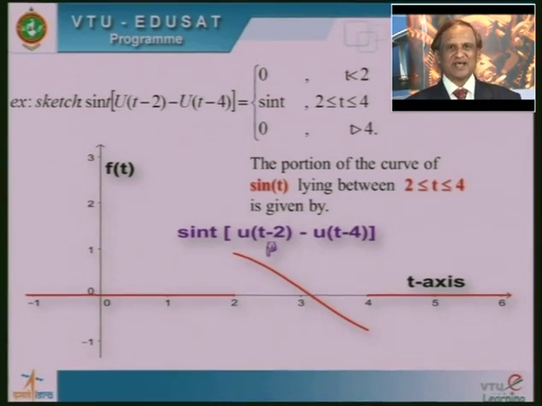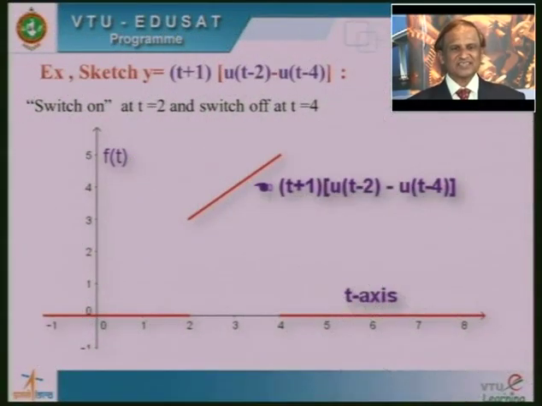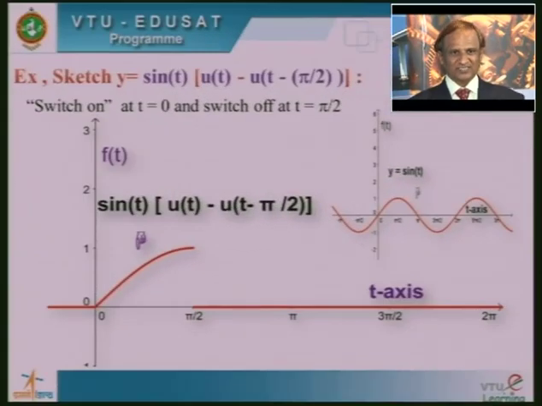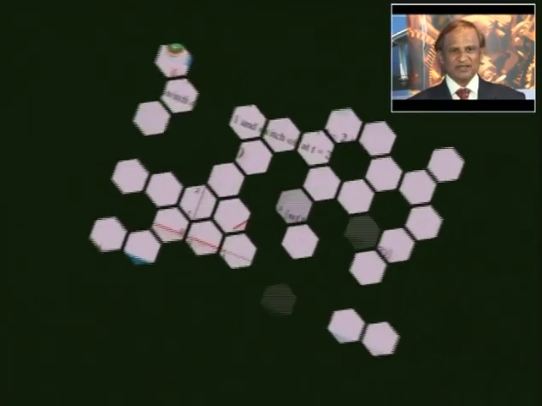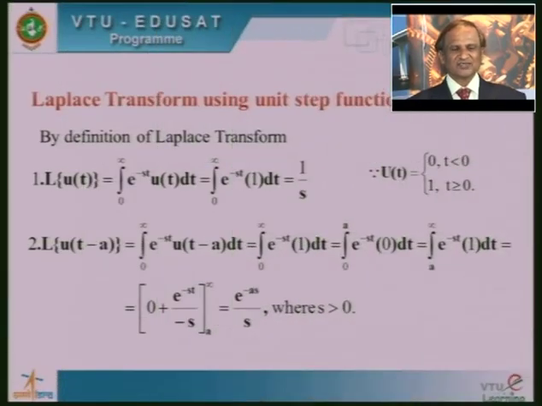Sometimes they may ask us to sketch sin t [u of (t minus 2) minus u of (t minus 4)]. It can be written as 0 when t is less than 2, sin t between 2 and 4. Observe the curve, it is visible only from 2 to 4. Is it clear? Exactly in a similar way, the curve is visible between 2 and 4. Here the curve is visible between 0 and pi by 2. Now I hope you can practice like this. You can draw any curve visible between 1 and 2. So I have defined all the types of unit step functions.